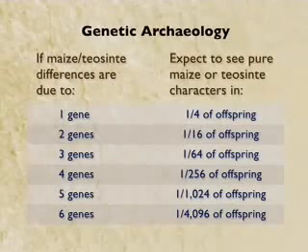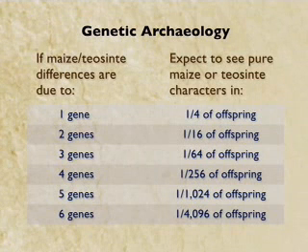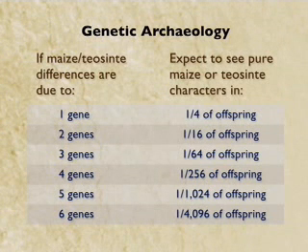So in the simplest possible world, if all of the differences between maize and teosinte were due to a simple Mendelian gene, you'd expect when you did one of these crosses that 25% of the F2, the grandchildren plants, would look like either the maize or the teosinte parents. Okay, it turns out it's not that simple.